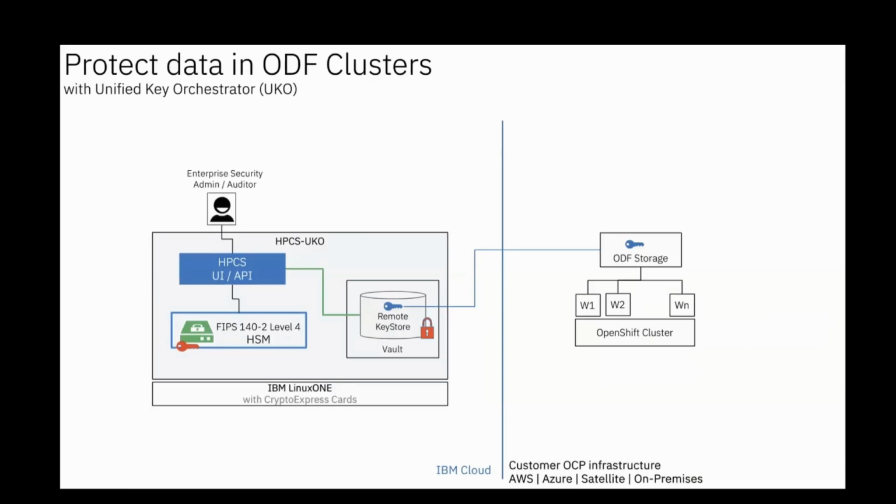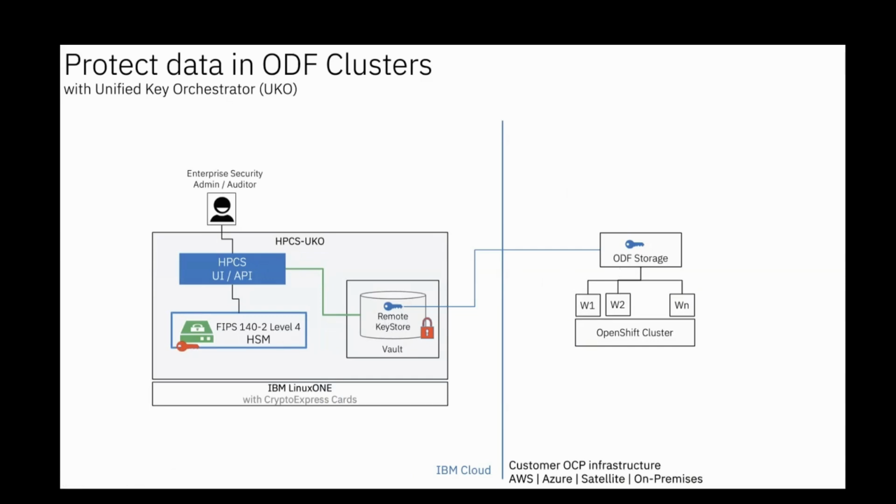And a similar case with ODF clusters also. We have one customer, a major retailer in Canada, who was running in a satellite environment, IBM Cloud Satellite, and they were having applications with Cloud Pak for Data, and they had ODF storage. And this was a solution that was provided to them where they could protect ODF storage in Azure using IBM Cloud HPCS services, UKO, Unified Key Orchestrator capabilities, and protecting data in Cloud Pak for Data in an IBM Cloud Satellite that was built in Azure.